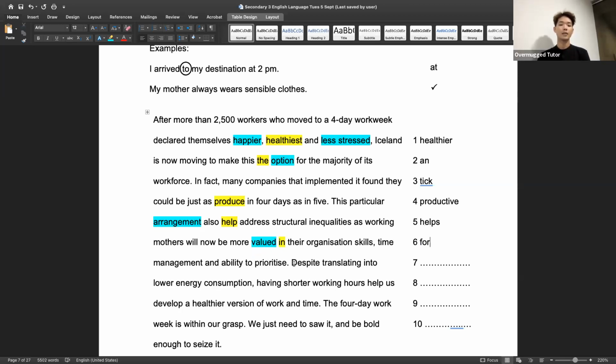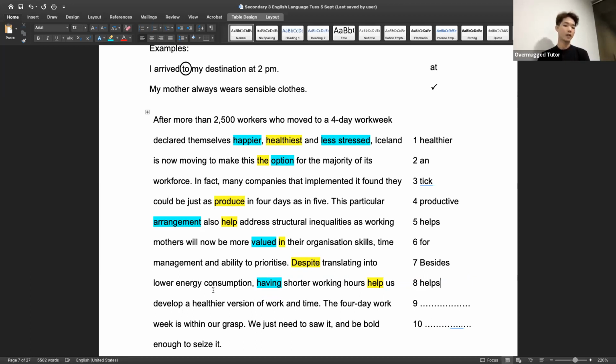Time management and ability to prioritize. And this is the one that I think a lot of people got wrong. The answer is "besides." Okay, that's a connector, besides. So besides translating into lower energy consumption, having shorter working hours, sorry, this one, yeah, helps us. Okay, because this is the subject. Having shorter working hours. The subject is not working hours, it is about the having, and you're only having one thing, shorter working hours. So therefore it helps.